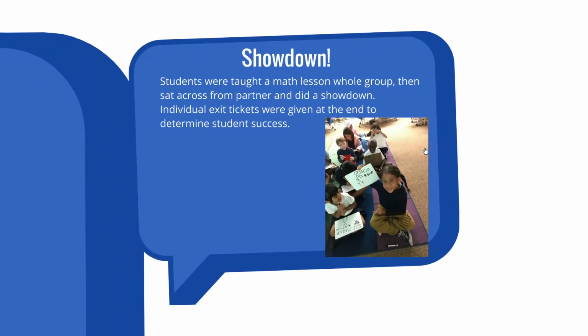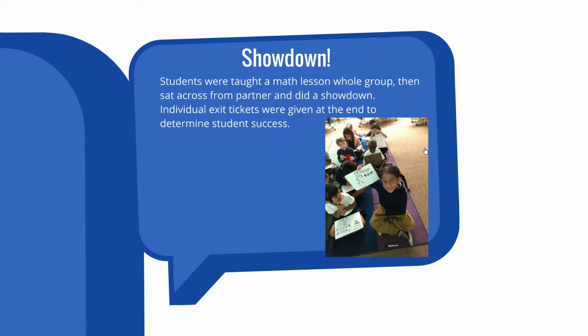The next activity that I did was showdown. Students were taught a math lesson, whole group, and then they got their whiteboard and their marker, and they sat across from a partner. They were given a math problem. For the example, this one in the picture says 7 plus 3 equals 10. They had to solve the problem, draw a picture, and then when they were done, they hid it from their partner. When everyone was ready to show their partner, we'd say showdown.